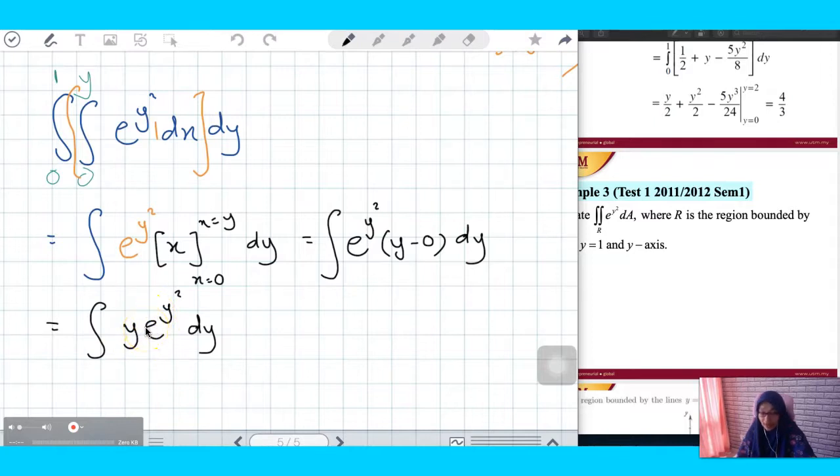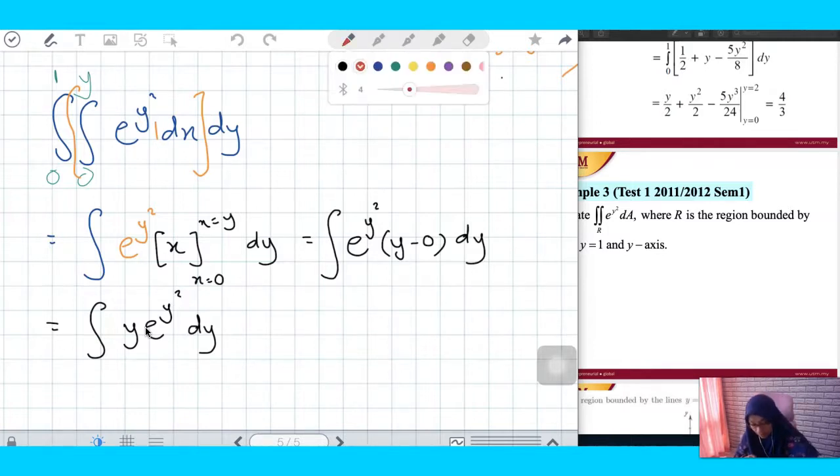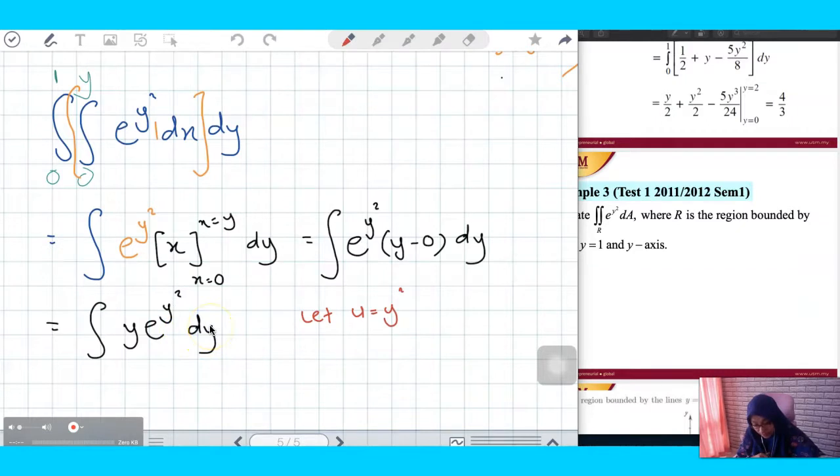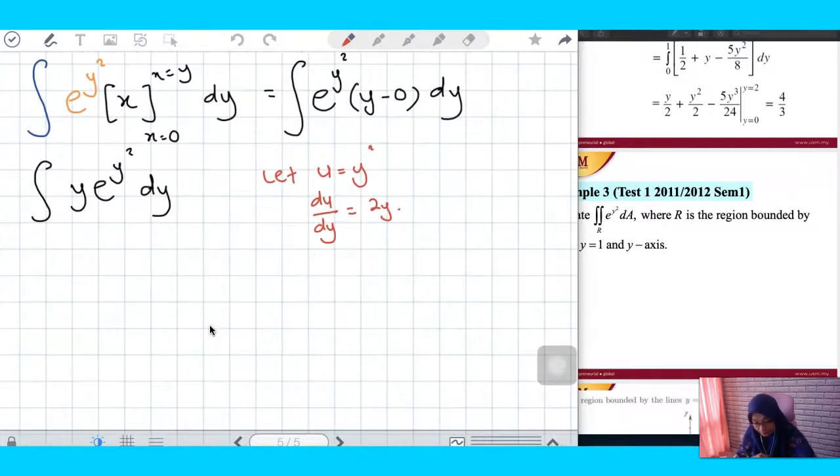form. So meaning that we want to apply the substitution. We want to simplify the form by using the substitution method. So here I assume I'm using u equal to y squared. And then you have the dy here, so you want to get the dy. How can you get that? You have to differentiate. So du over dy will give you 2y. Now you want to replace the dy, so dy equal to du over 2y.